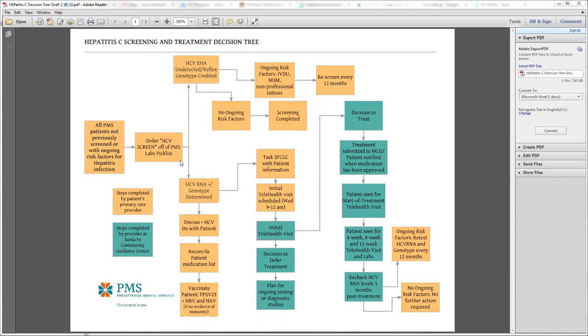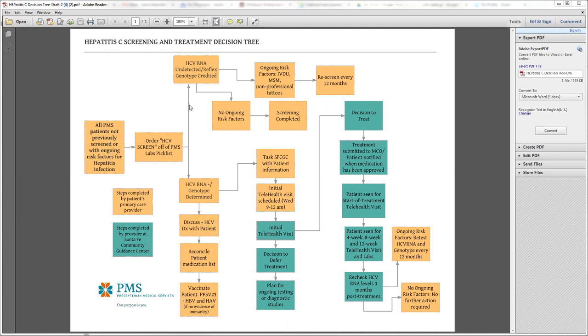Those tests are kind of like reflex tests that will only happen if the patient truly comes up positive for hepatitis C antibodies. Of course, any patient who has been infected in the past and either cleared the infection on their own or treated in the past, they're always going to come up positive for hepatitis C antibody, but will have no viral load. So that brings us to what happens with our results.